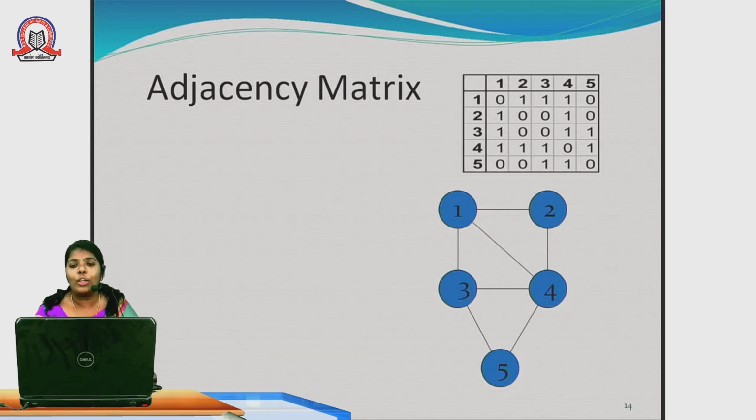Same for 2. 2 is connected to 1, so I am writing 1. Again 2 and 2, there is no self loop, so 0. Between 2 and 3 there is no connection, so 0. 2 and 4, yes, there is a connection, so 1. Then 2 and 5, no connection, 0. Like this you write for each and every vertex 1, 2, 3, 4 and 5. So like that you can represent the graph in the form of an adjacency matrix.